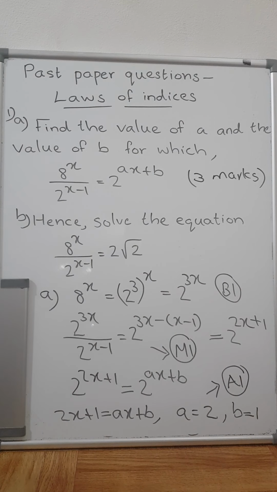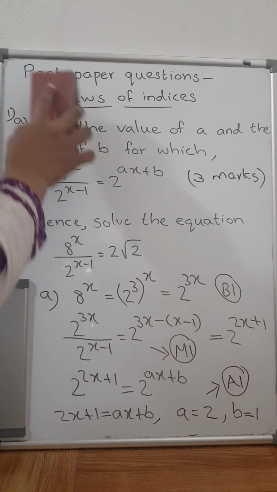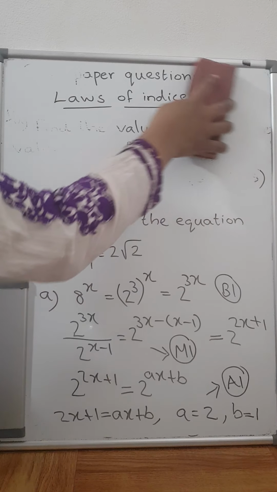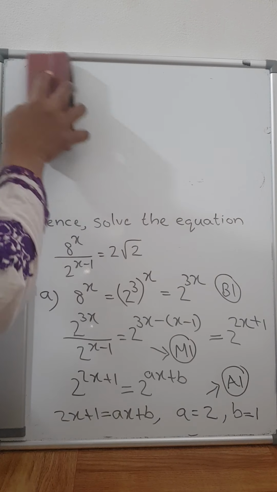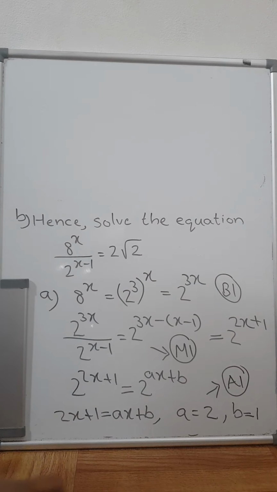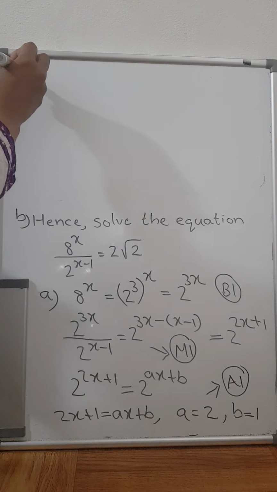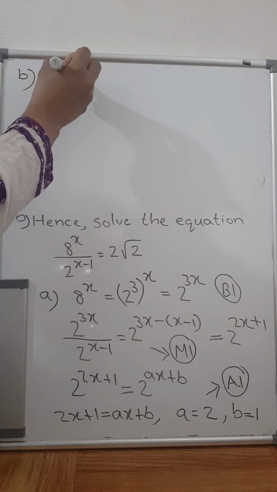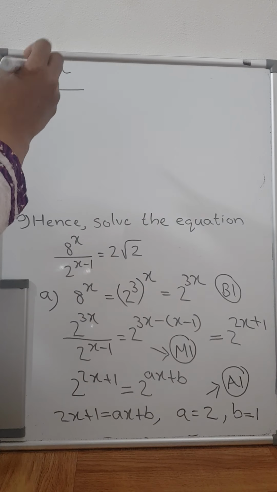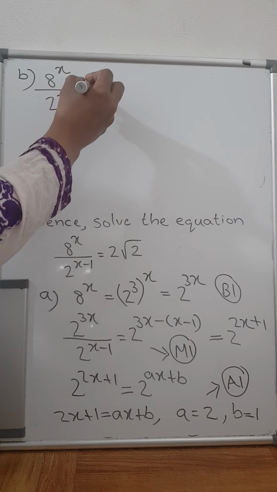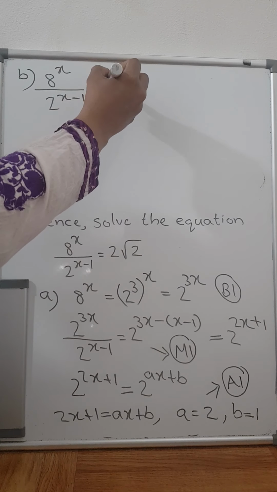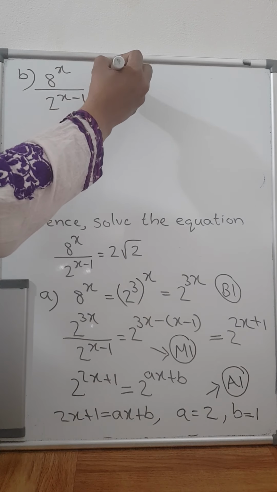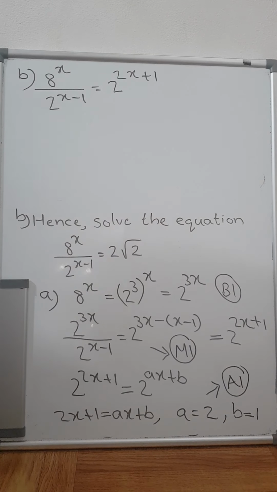Now we have completed the A part of the problem. Now we will see the B part. Let's erase this part. From A part, we got 8 to the power x divided by 2 to the power x minus 1 is equal to 2 to the power 2x plus 1.